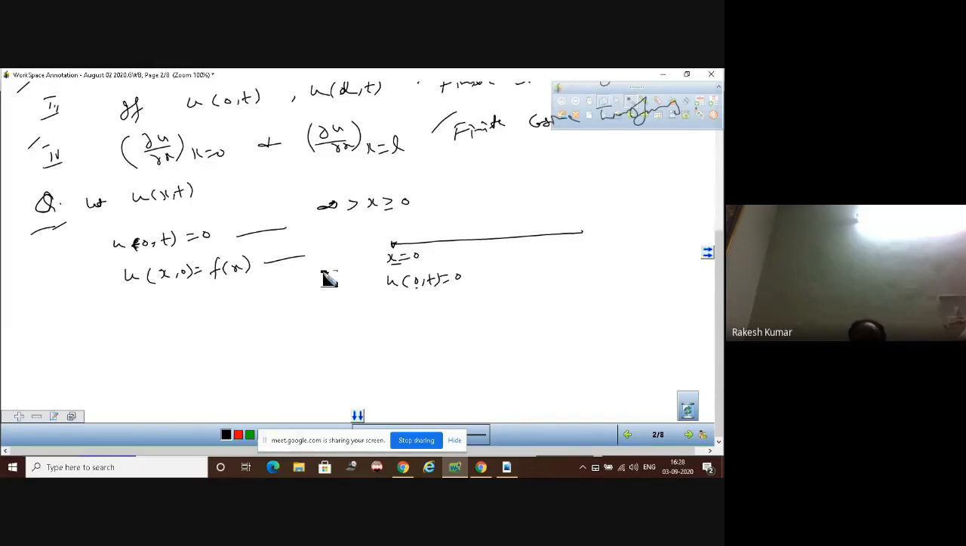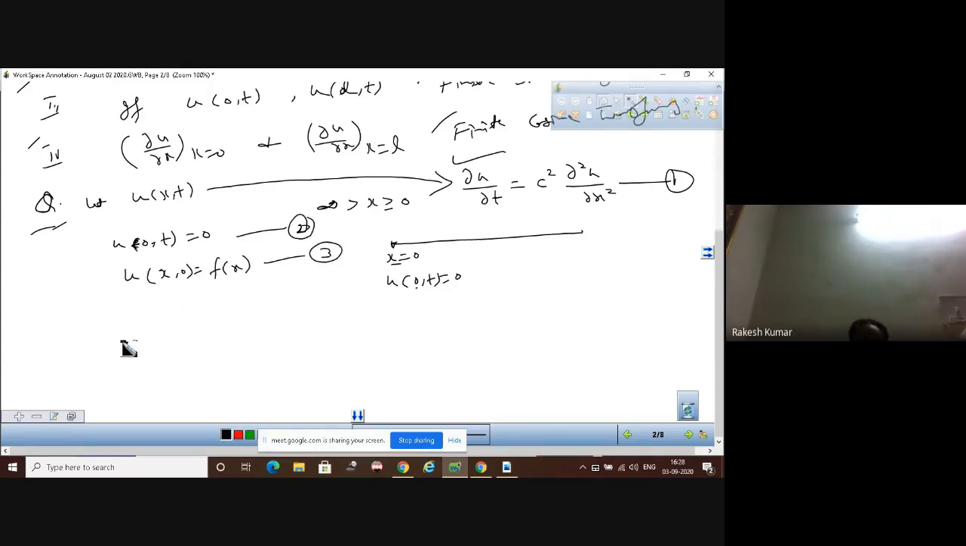So we have to solve the heat equation. Let u(x,t) satisfy the heat equation del u by del t is c square del square u by del x square. So this is equation number one. This is the standard heat equation. Clearly u is a function of x and t, because the derivatives of u are with respect to x and with respect to t. And these are the conditions, number 2 and number 3.